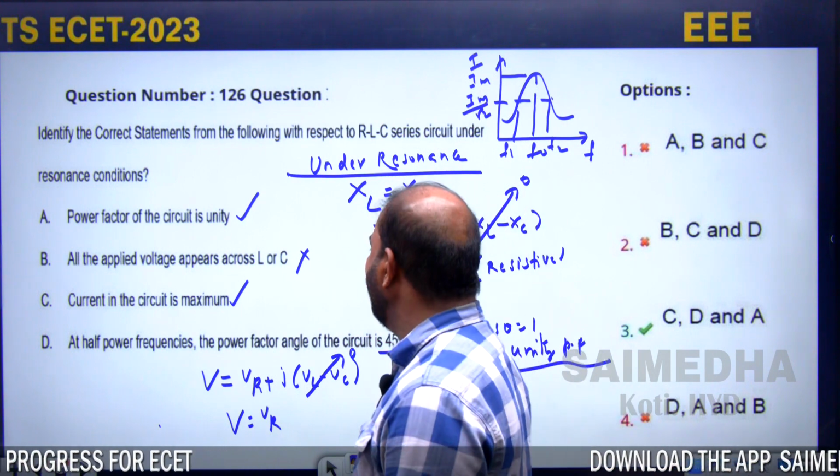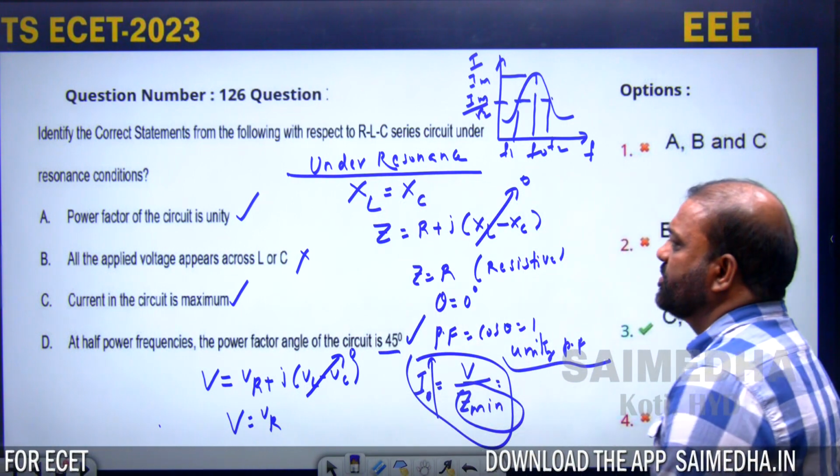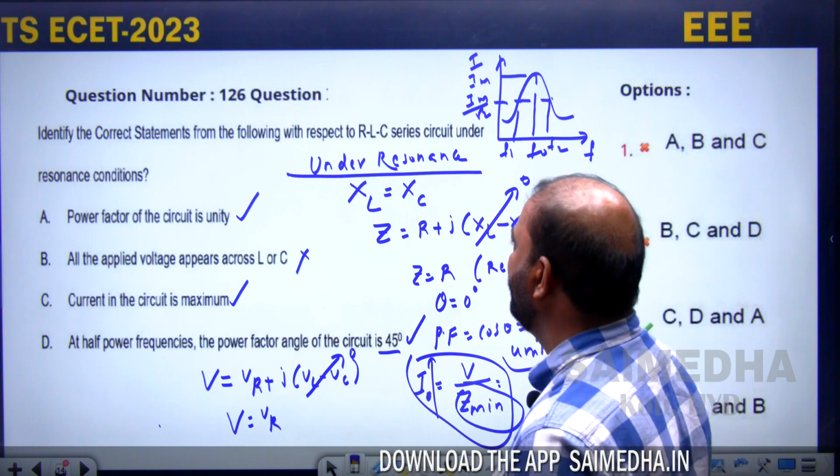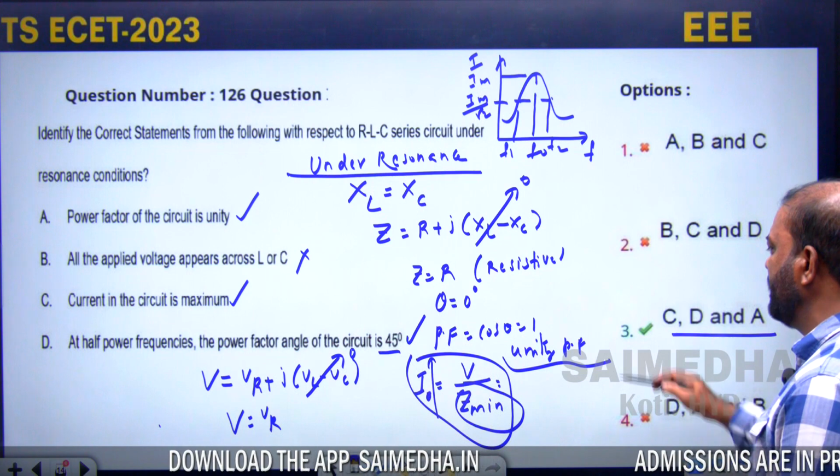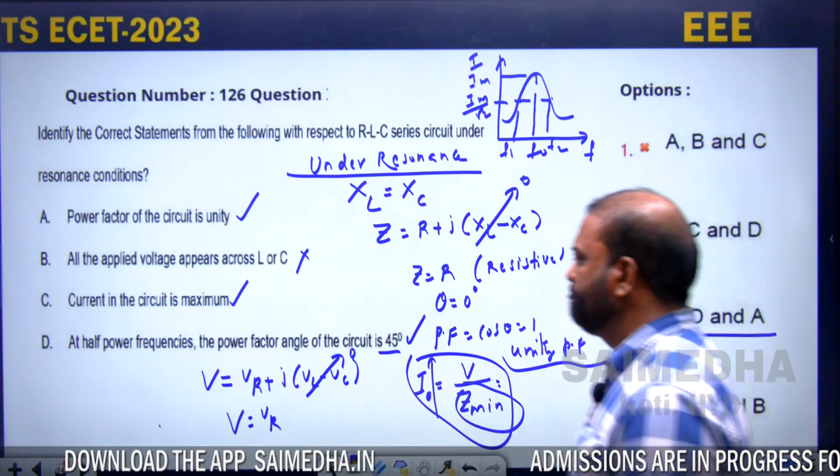So statements A, C, D are right statements, except statement B. A, C, D is given in option 3. So option 3 is the right answer.